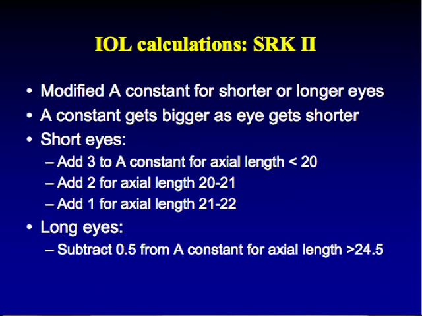So SRK was modified to the SRK2. Still simple enough. You just add 1 for axial length 21 to 22, 2 if it's 20 to 21, 3 if it's less than 20. So the shorter the eye, the more you add to the A constant. Long eye, you take a little bit away from the A constant. And that gives you even more accuracy, maybe 95% of the eyes, something like that. So for the most part, that SRK2 is all you need.